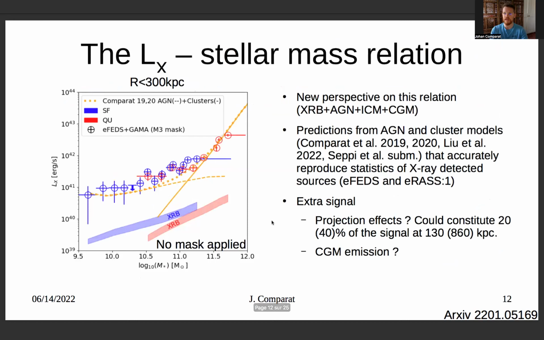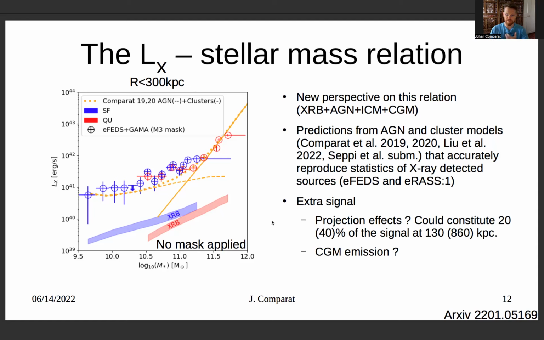So if we integrate all of that to 300 kiloparsec, the typical radius of this 3 × 10⁻12 halo, we can create this overall relation between X-ray luminosity and stellar mass that you see on the left figure. The blue points are for the star-forming galaxies and the red points for the quiescent galaxies. You see this very nice relation appearing.